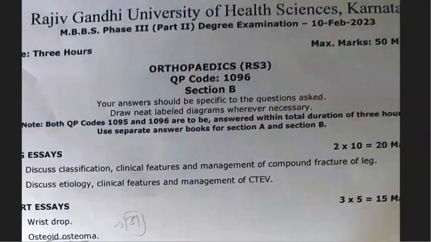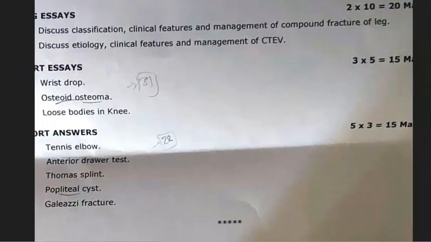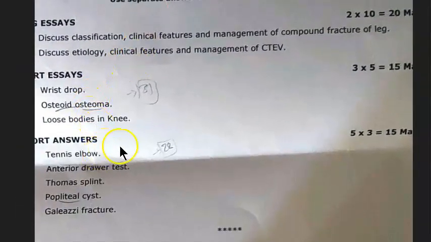Okay, so here we are. We have finished how much now? So we finished tennis elbow and anterior drawer test, right? Now let's go to the third one. Here, that is the Thomas splint.